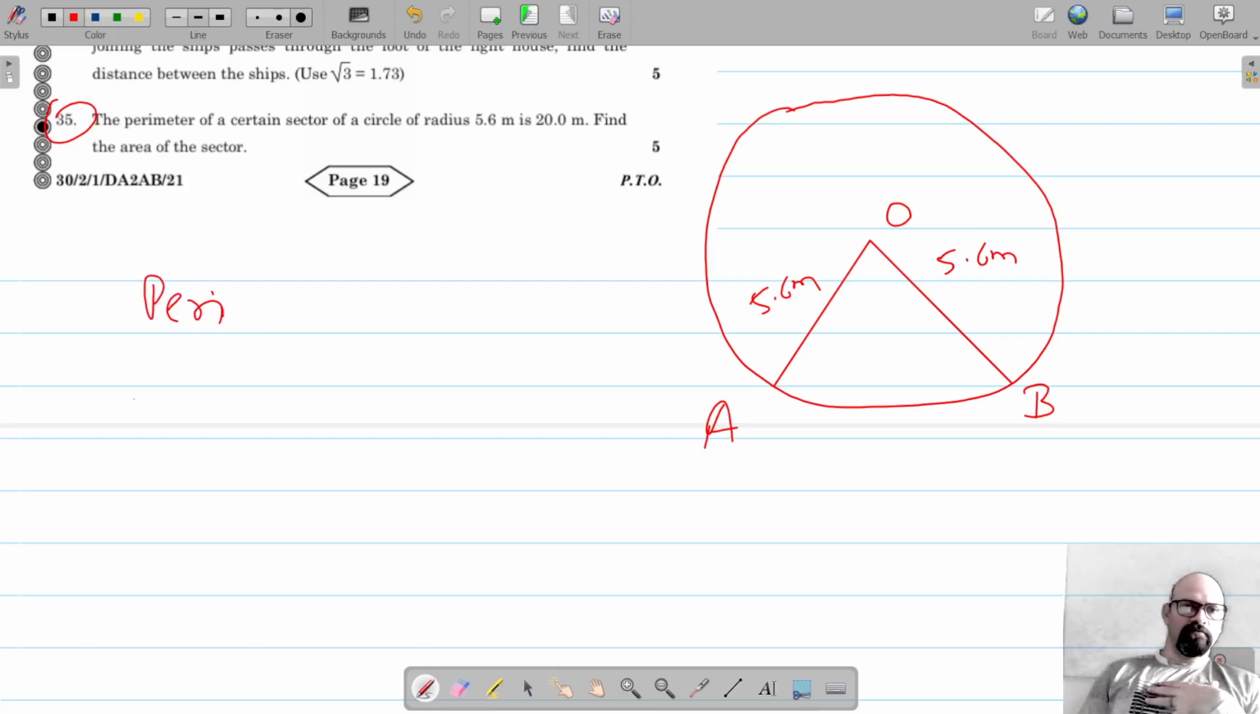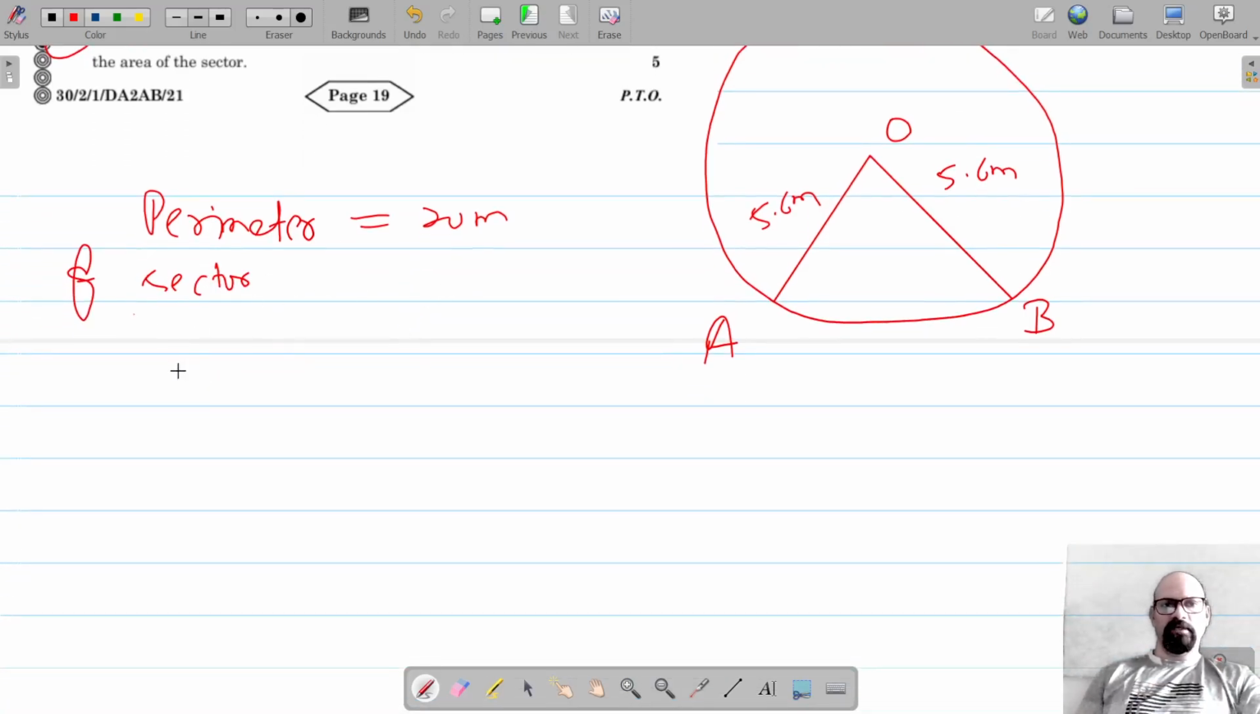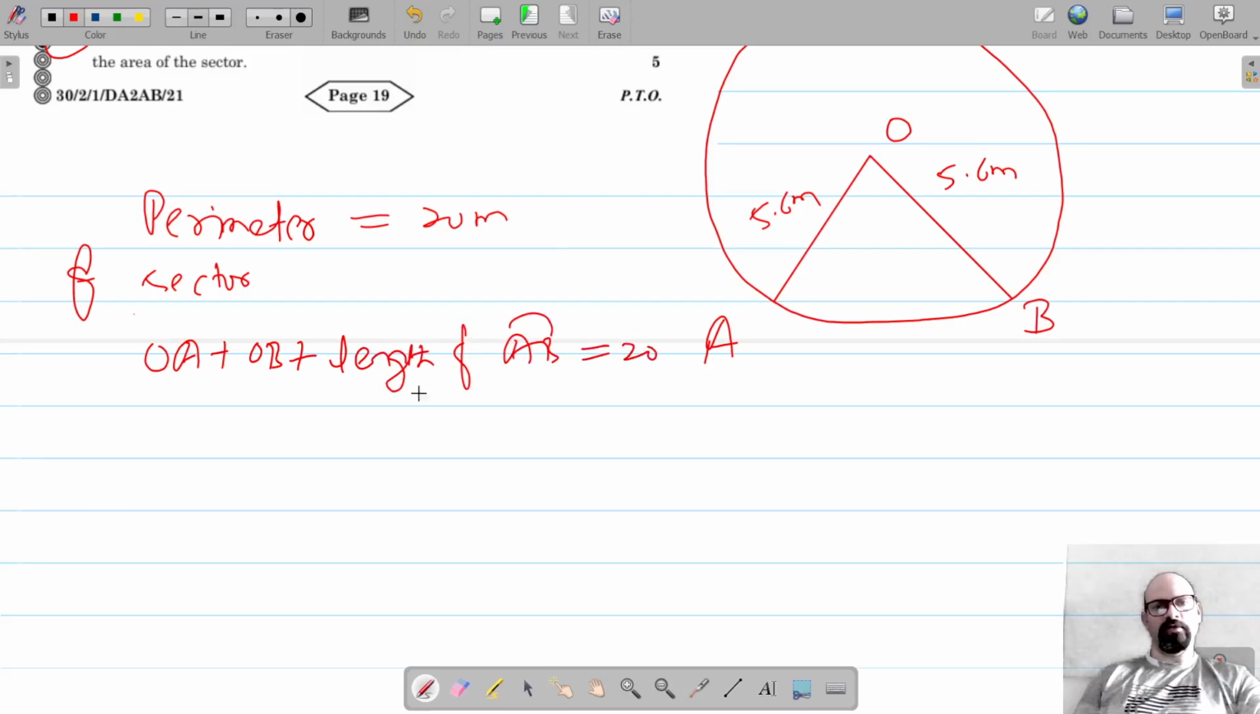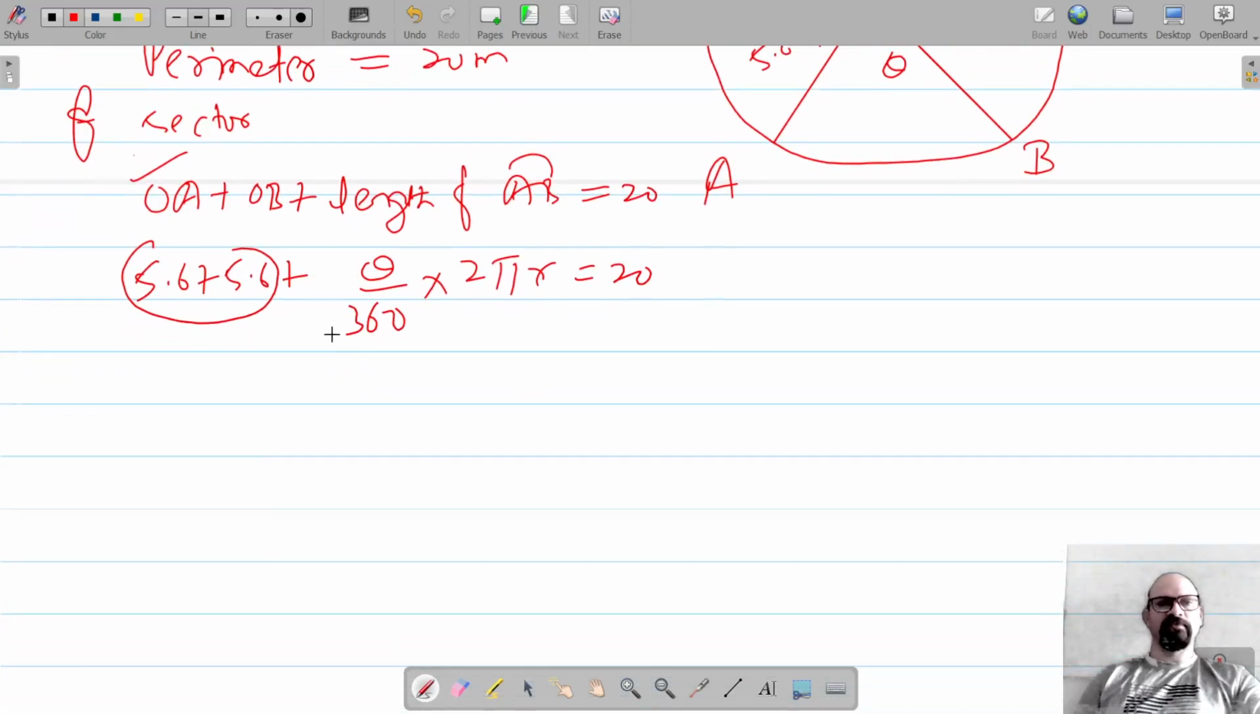So let's write down what is given to us. The perimeter is 20 meters and this is the perimeter of the sector. The perimeter means the length of the boundary. Now the sector has a boundary of OA plus OB and the length of minor arc AB, which is equal to 20. Now OA and OB are 5.6, 5.6. Let this central angle be theta, and we know the length of the arc is given by theta upon 360 into 2 pi r. So 5.6 plus 5.6 is 11.2.